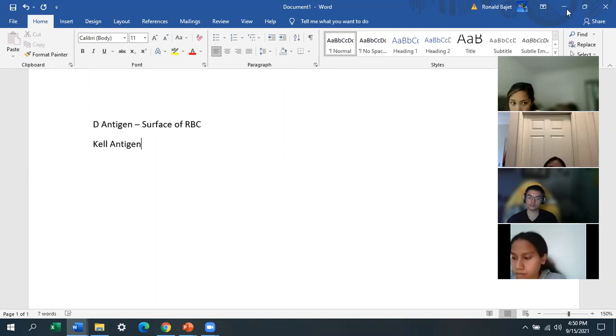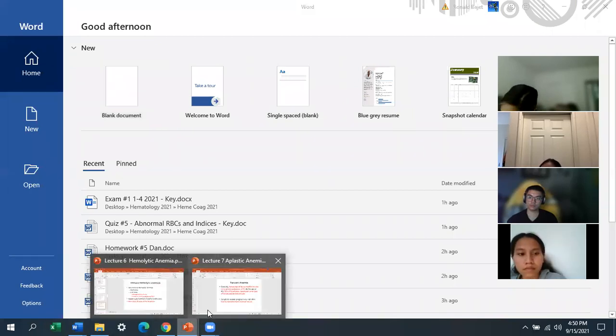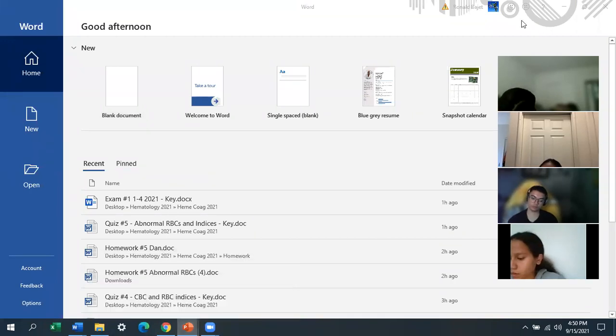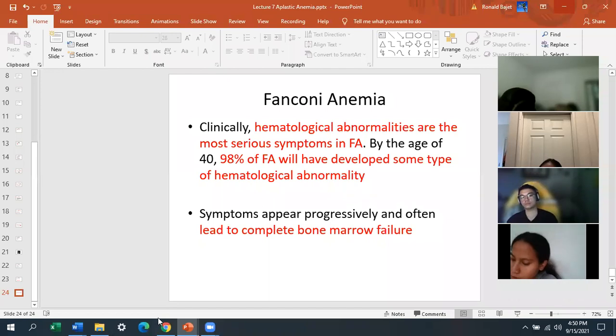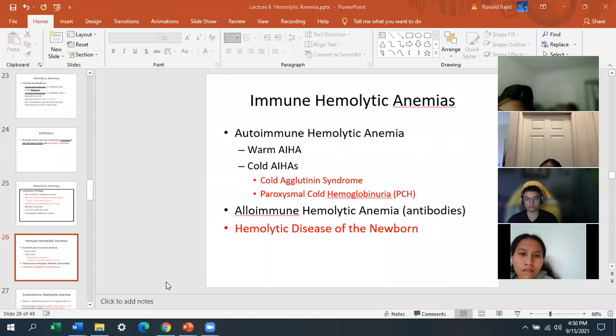It's possible that you don't have these antigens on your red blood cell. Everybody's red blood cell is different antigenically. You may have the D antigen. If you have the D antigen, then you're called Rh positive.